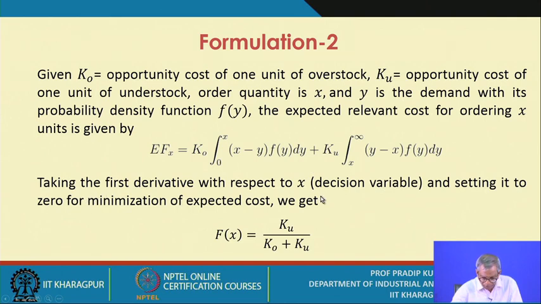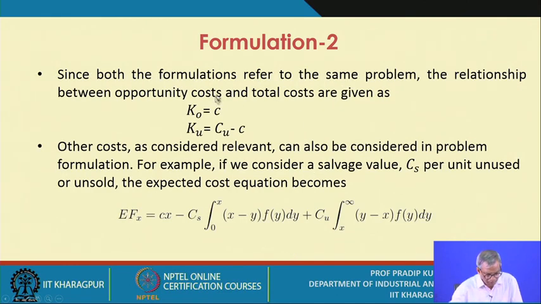Taking the first derivative with respect to x, the decision variable, and setting it to 0 for minimization of the expected cost, we get these expressions. That means capital F(x) equals Ku by (Ko plus Ku). You can definitely derive this expression. And then what is the equivalent? The relationship between the opportunity costs and the total costs is given below. That means Ko equals small c and Ku equals Cu minus c.